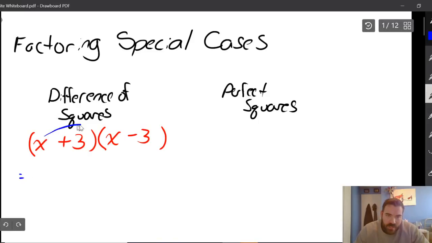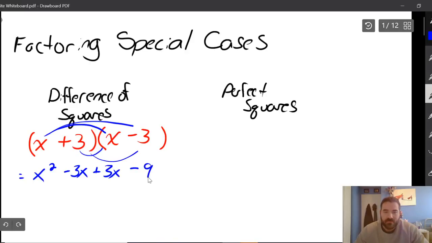So if I multiply the x by the x, I'm just going to distribute these two brackets. So we end up with x squared, and then x times negative 3, so I get negative 3x. And then 3 times x, I get positive 3x. And then 3 times 3, I get negative 9. And my final step is always to simplify.